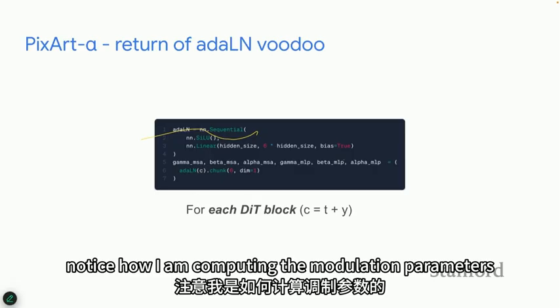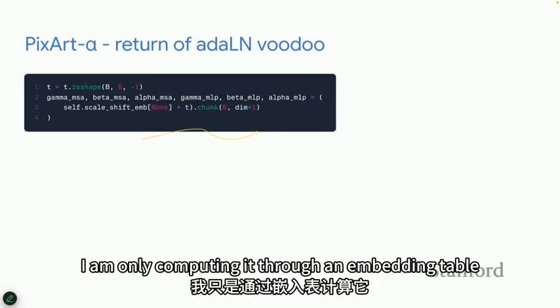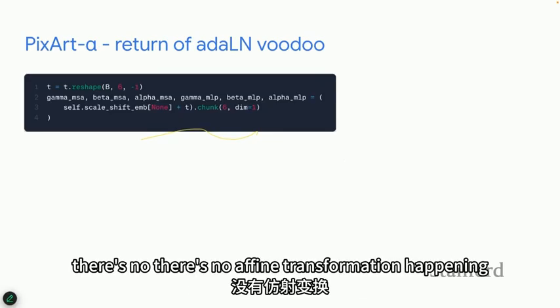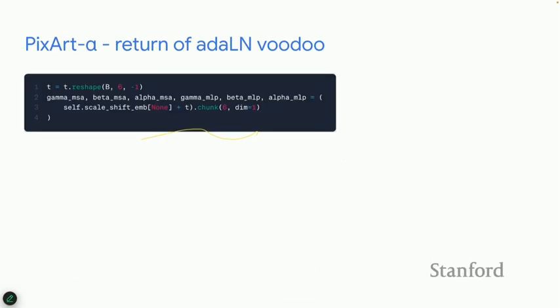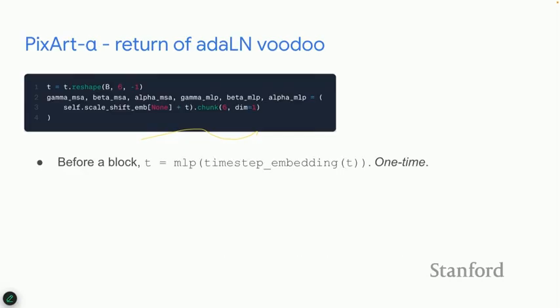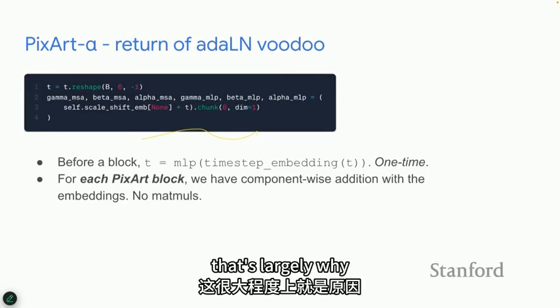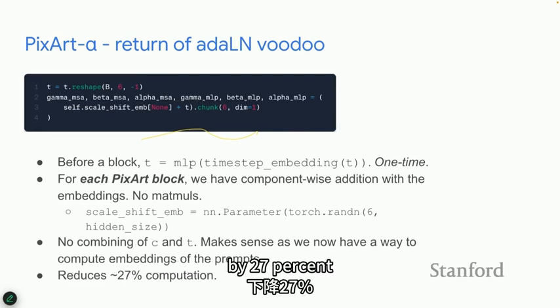And notice how I am computing the modulation parameters here. I am only computing it through an embedding table. There's no affine transformation happening. And I end up adding it to my time step embeddings. That's it. So that's how I avoid the matmul. And that's largely why I am able to reduce the computation by 27%.